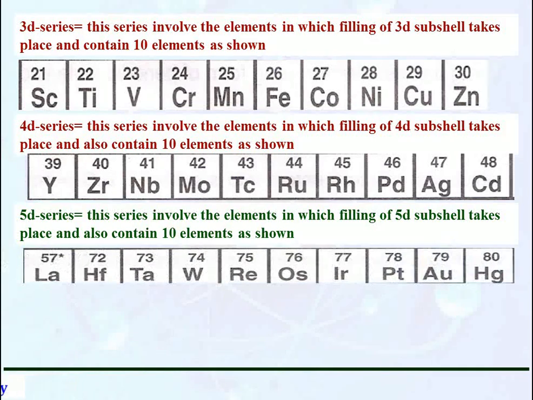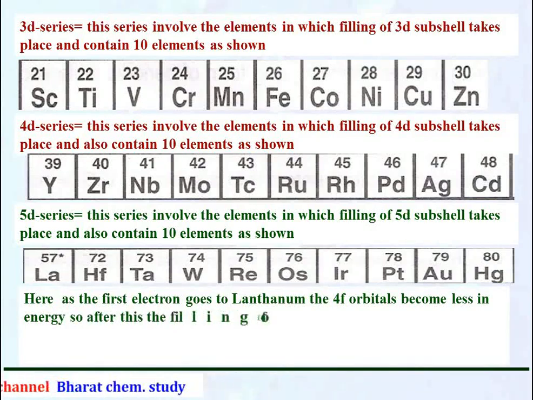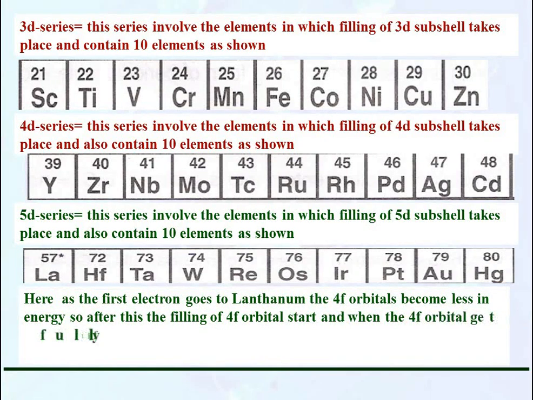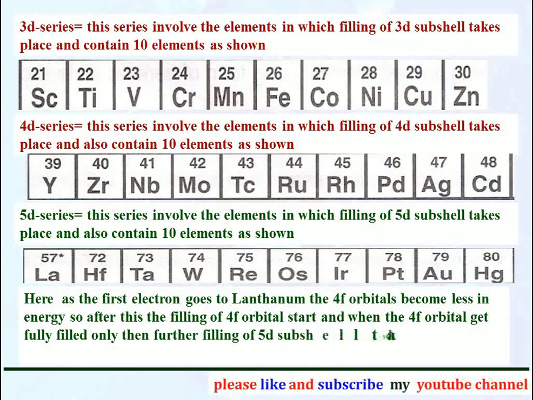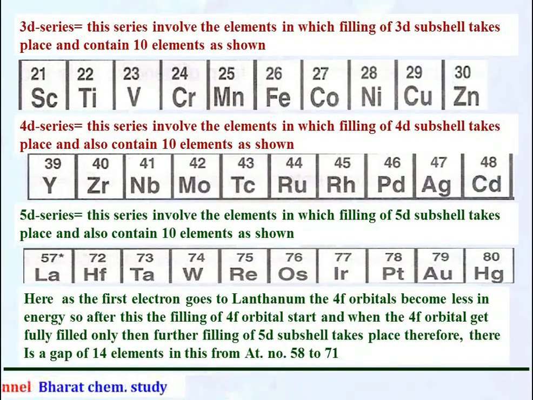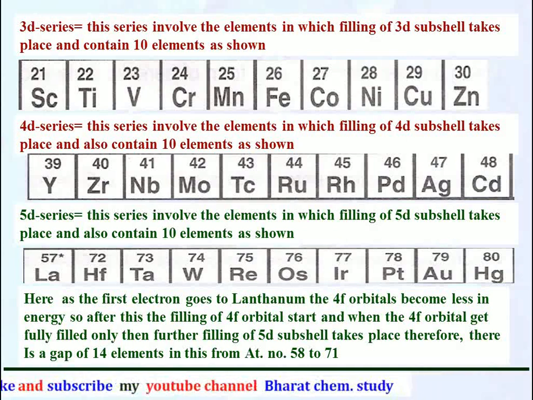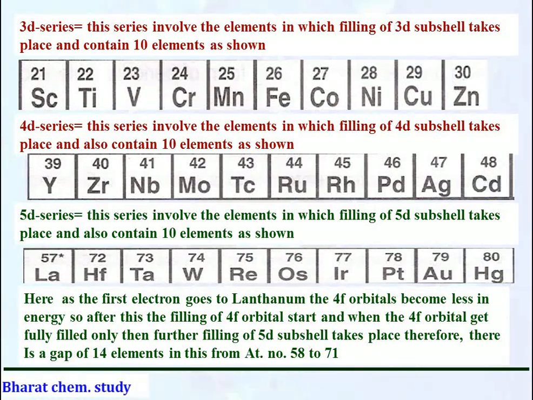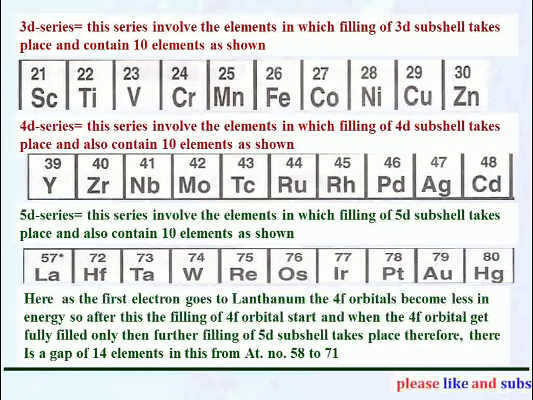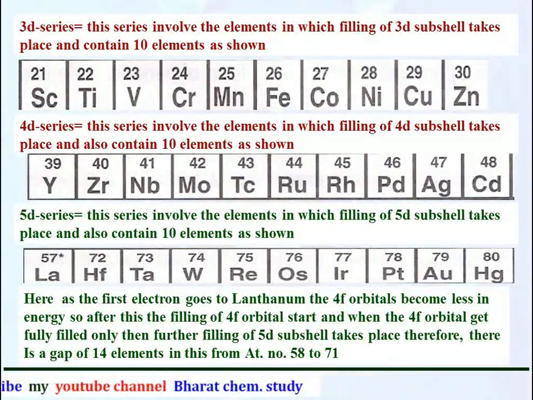Here, as the first electron goes to lanthanum, that is in 5d, the 4f orbital becomes lower in energy. So after the first electron goes to 5d, the filling of the 4f orbital starts, and only when the 4f orbital is fully filled does the further filling of the 5d subshell take place. Therefore, there is a gap of 14 elements in this series, from atomic number 58 to atomic number 71.